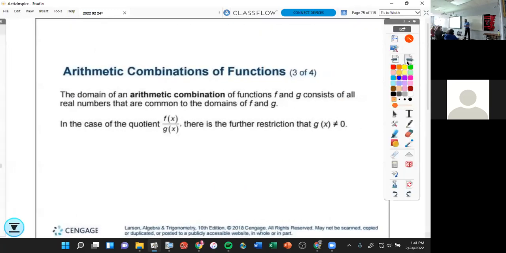The domain. If I take two functions and put them together, the domain is going to be all of the f domain and all the g domain if they overlap. If I have some numbers that are not part of the f domain, then it cannot be a part of the combination domain. And that's what this is saying right here. If the domains are in common, anything they have in common, that's the domain. Exception, dividing. As soon as you divide, the denominator can't be 0. So find the values of x that make the bottom 0 and restrict that.